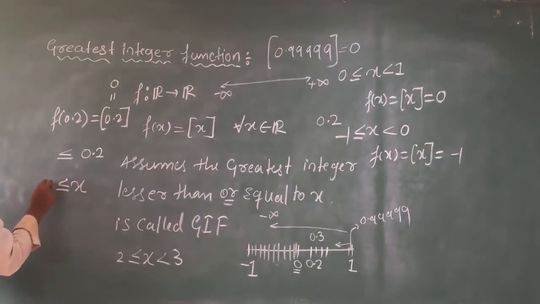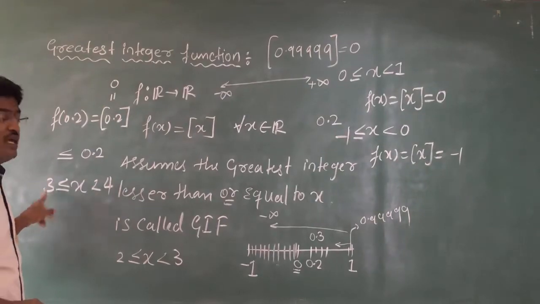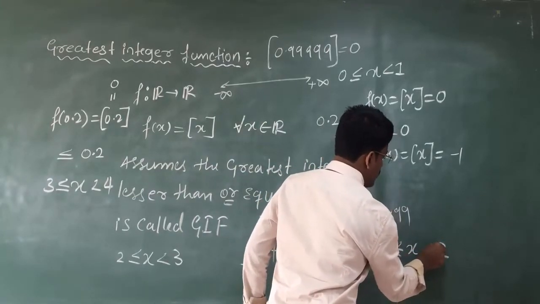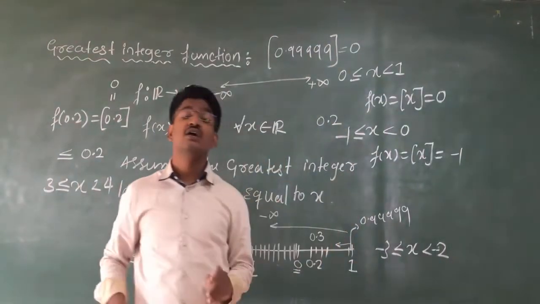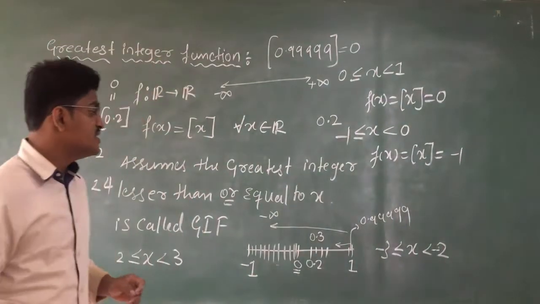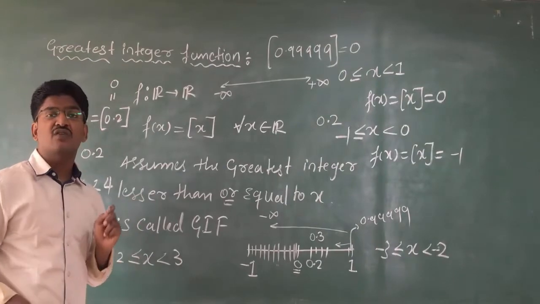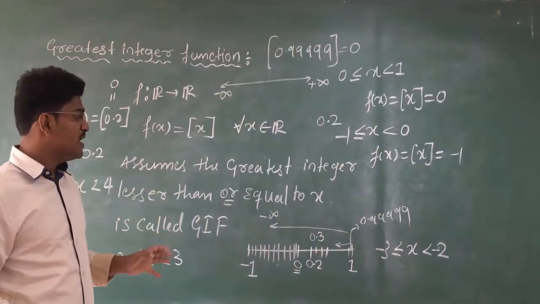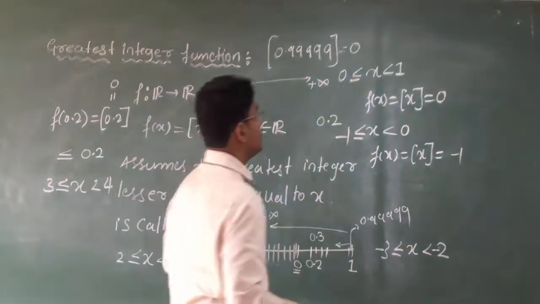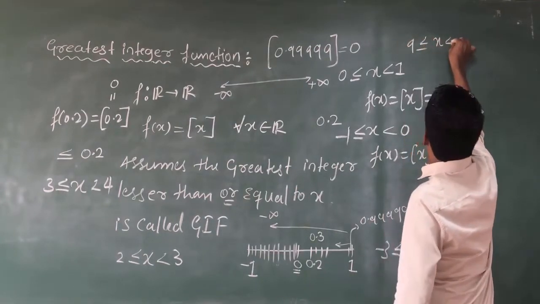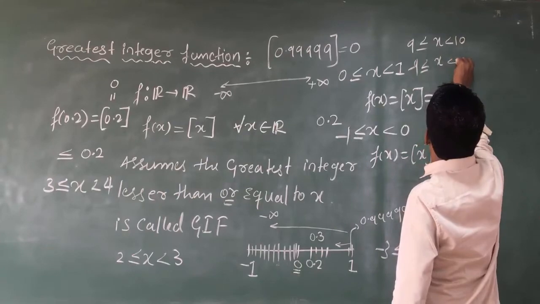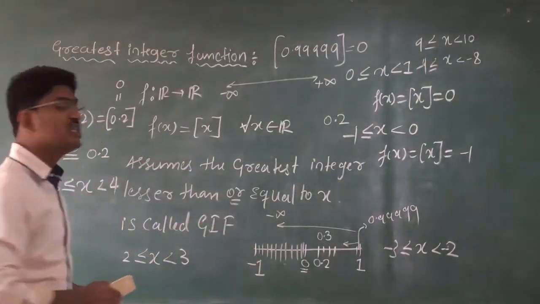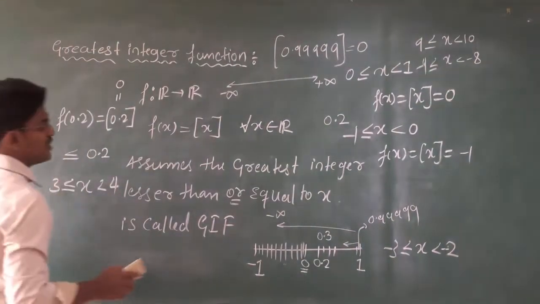Whenever x is in between 3 and 4, the greatest integer will be 3. Whenever x is in between -3 and -2, -3 will be the greatest integer. Are you clear? These things you must understand in the greatest integer function. We shall draw the graph and see the nature of the graph of the greatest integer function. But first you understand the function and take some examples, like x in between 9 and 10, and x in between -9 and -8. Check what the greatest integer will be. Clear? Now I will draw the graph of the greatest integer function.